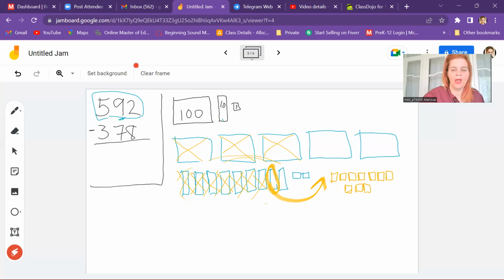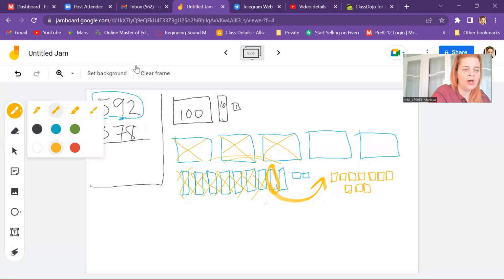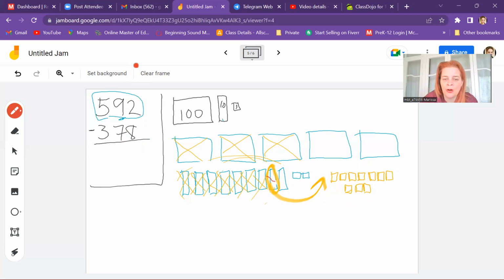Okay. Now, it says I must take 8 from 2, but now it's not 2 anymore. It's 2 plus 10, right? Okay, you understand that? So now I'm going to take 8 from 2. Miss Marissa's going to change the color, not to confuse you, but so that you can see what I'm going to do. So now this one is borrowed. It's moved here. I'm going to take 8 from 2. 8. 1, 2, 3, 4, 5, 6, 7, 8.